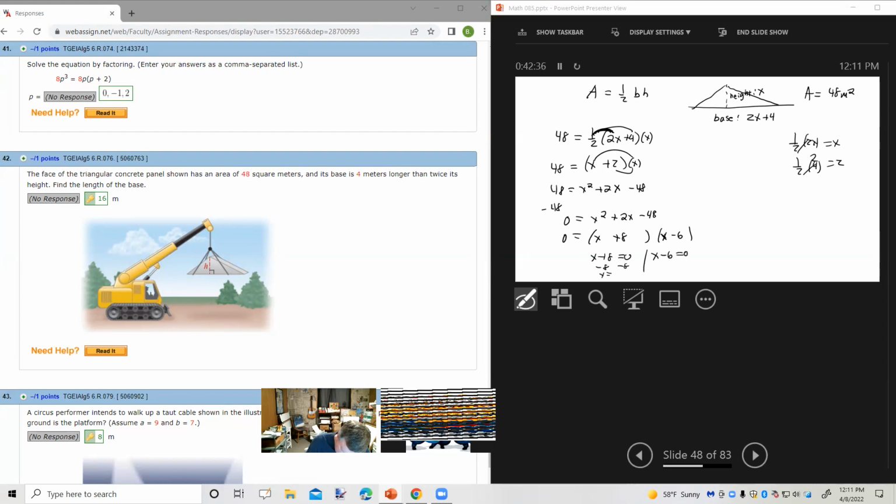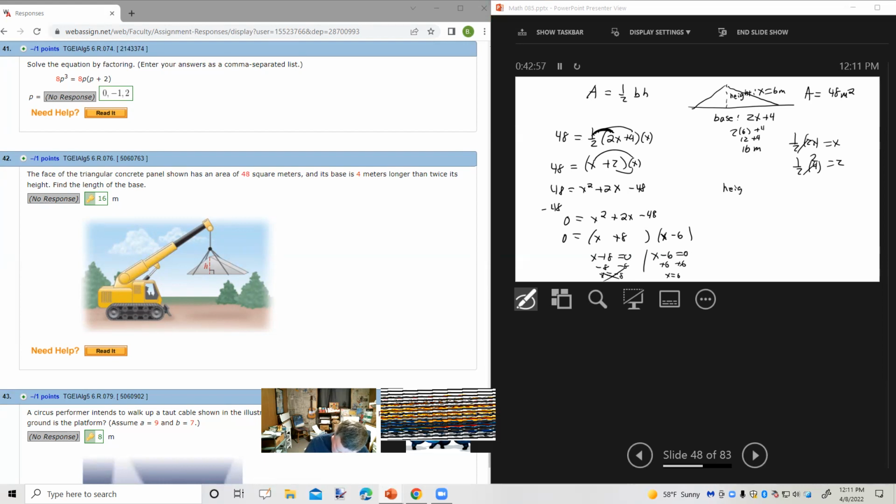Subtract 8 from both sides, x equals -8. Add 6 to both sides, x equals 6. Again, we're looking for positive values. So x is 6, so the height would be 6 meters. The base would be 2 times 6 plus 4, 12 plus 4, 16 meters.